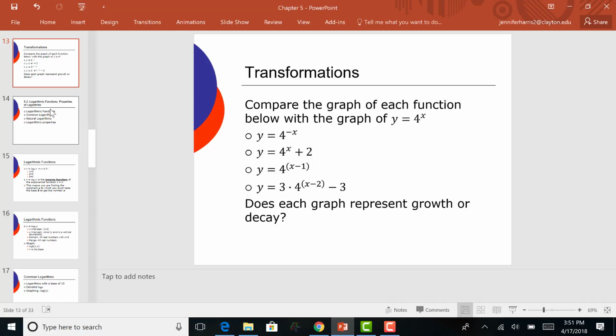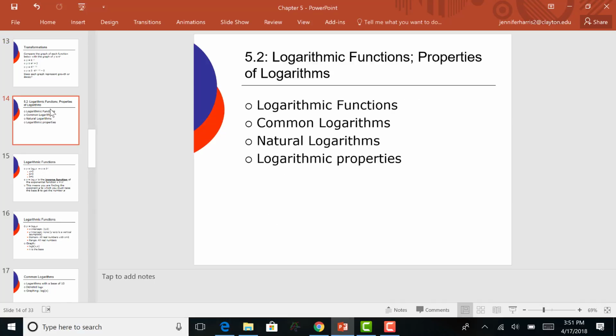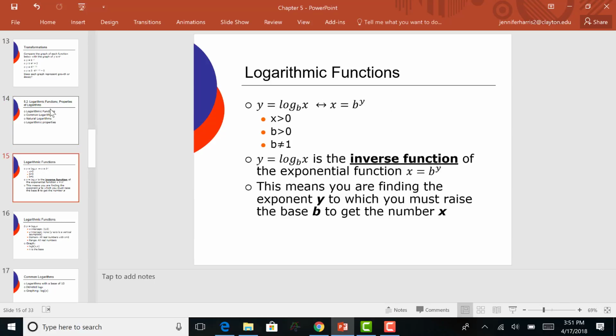Alrighty, so with that said, let's go to 5.2. All the way up until now, we've talked about all these different functions. Here is a different type. It is just the inverse of the exponential functions. Logarithms are the inverse of exponential functions. So we're getting ready to talk about the inverse of exponential functions. So here is the first PowerPoint.